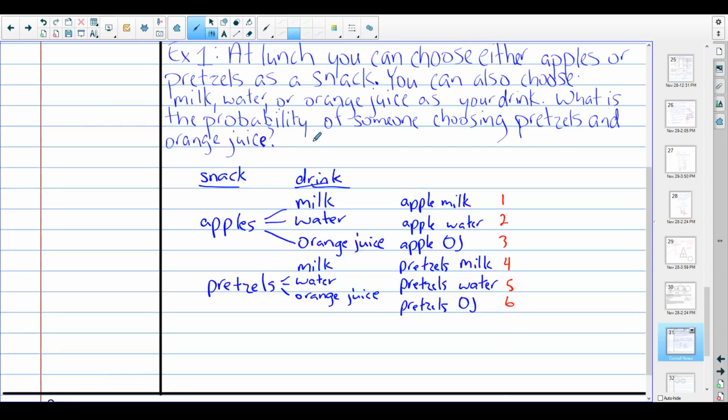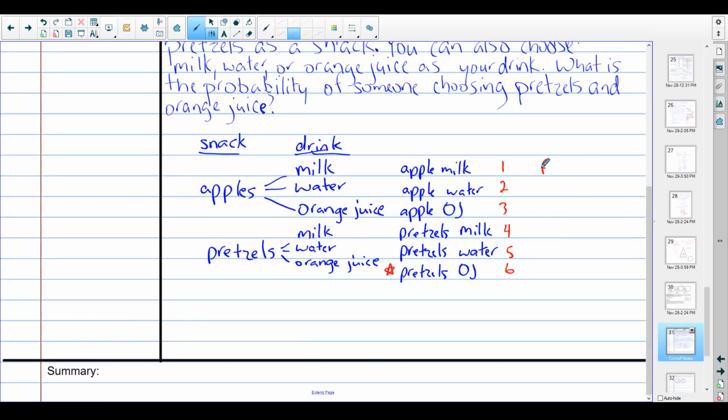And then our question was, going all the way back to the question, what is the probability that we will pick pretzels and orange juice? Which was our very last one we wrote. That's our only favorable outcome. As we said, probability is just favorable outcomes over possible outcomes. So the chance of picking at random pretzels and orange juice is 1 out of 6. Okay? So what is the chance of picking pretzels and orange juice? 1 out of 6. And that's our whole thing.